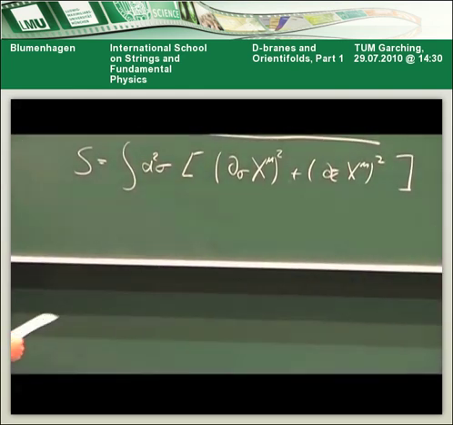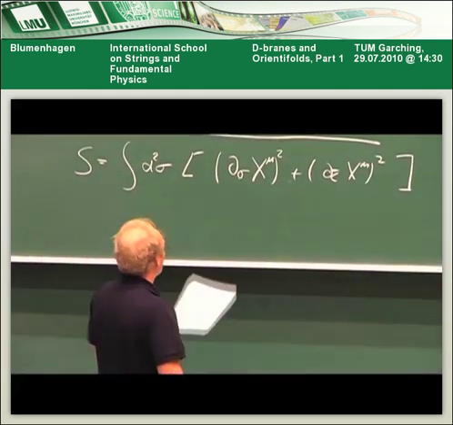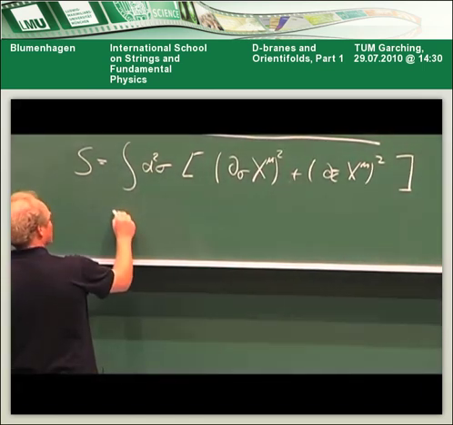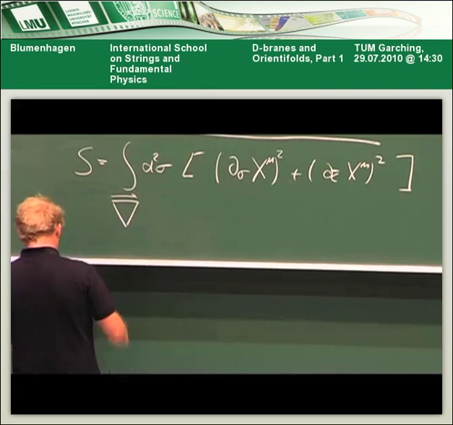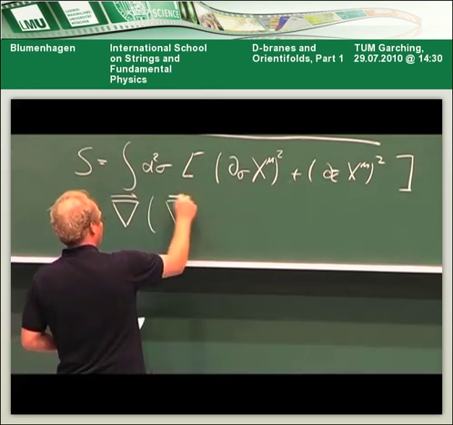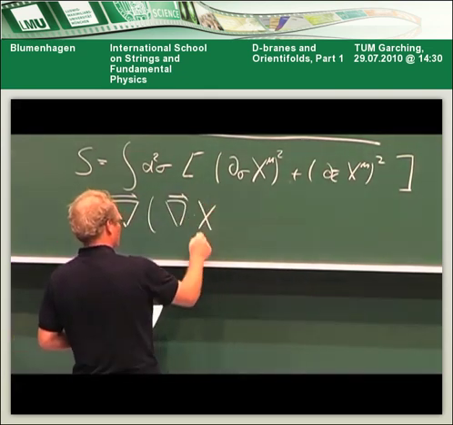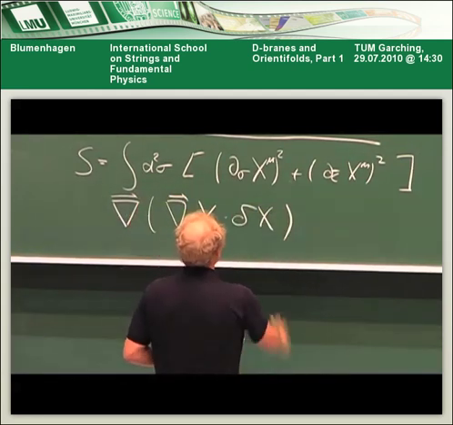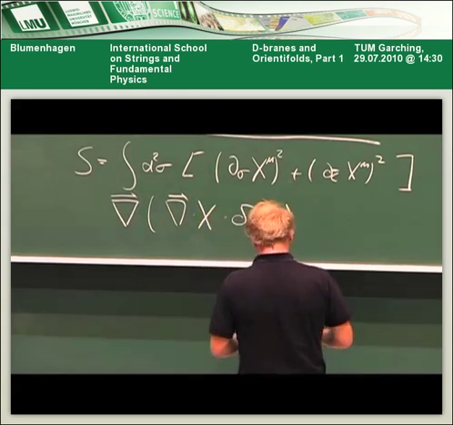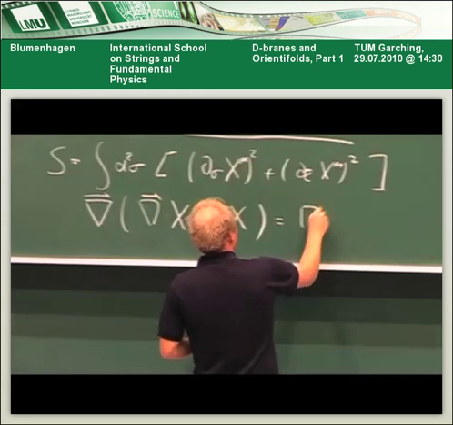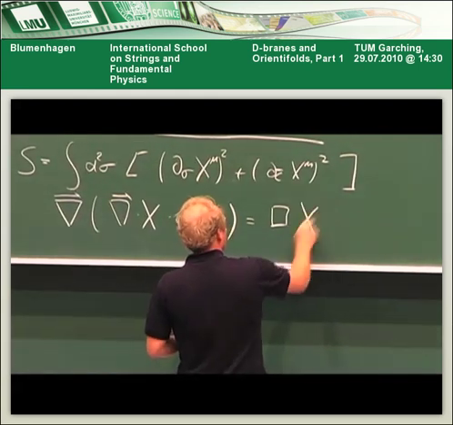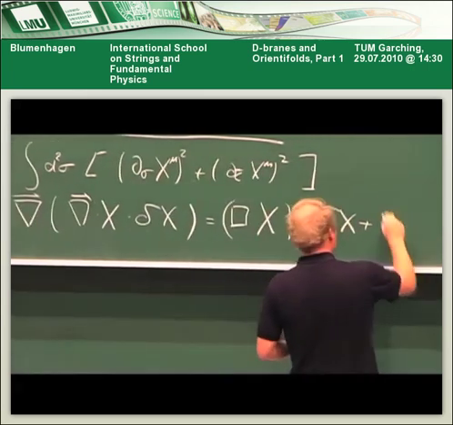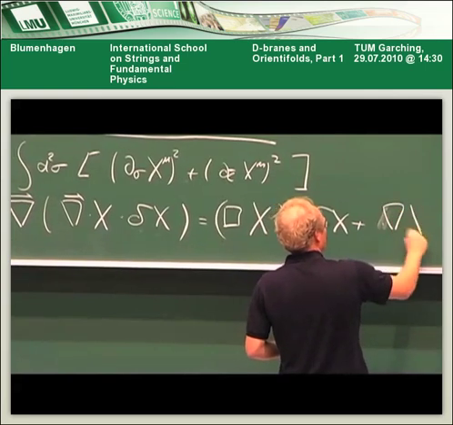So just to repeat, if you vary this action with respect to this free boson field, and you use, for instance, that nabla on nabla x, so you have to generalize partial integration for this case, we vary it, so we have a variation of x^mu by delta x, and then you can write this as the D'Alembertian on x times delta x plus nabla x squared.